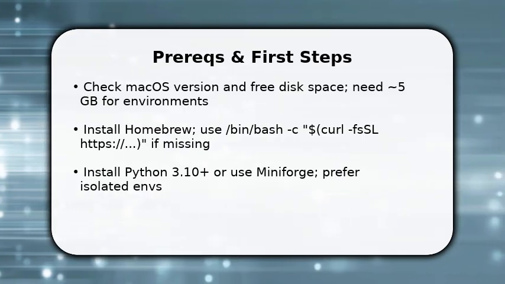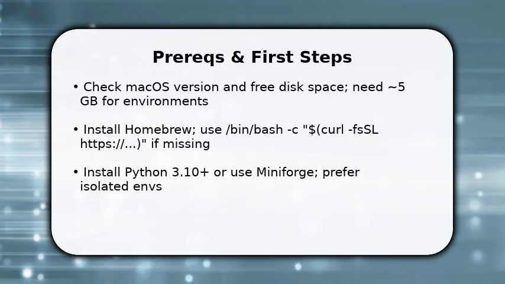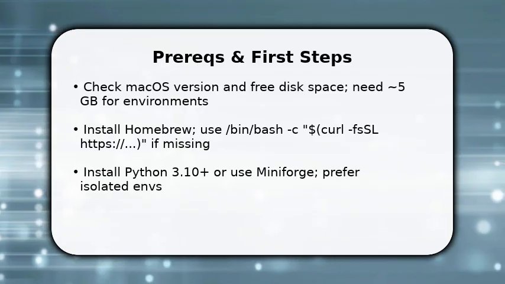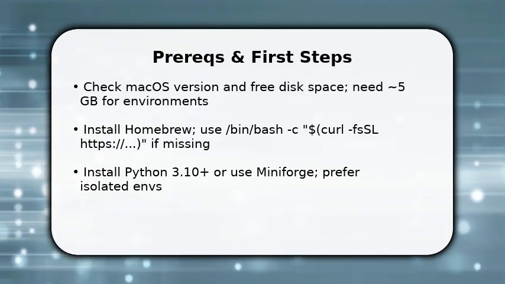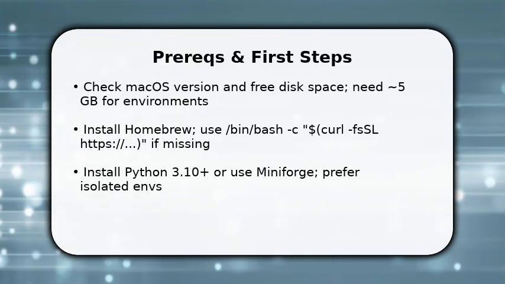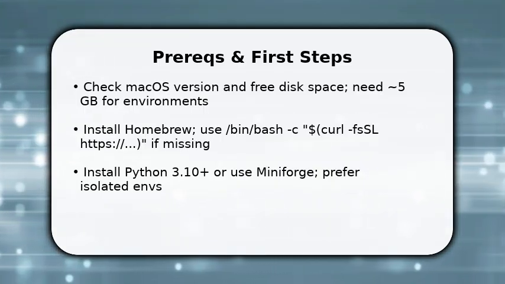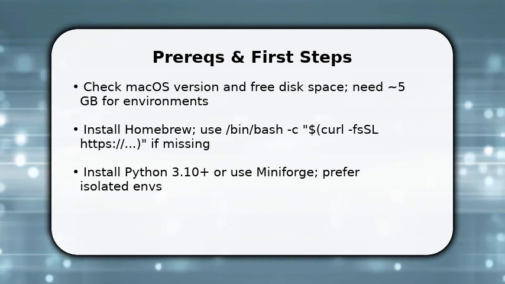Make sure to install Python 3.10 or Miniforge for ARM/Intel compatibility. This gives you Conda or pip isolation. Next, open Terminal and run the Homebrew and Python install commands. These are the foundational steps that make Jupyter stable and reproducible.